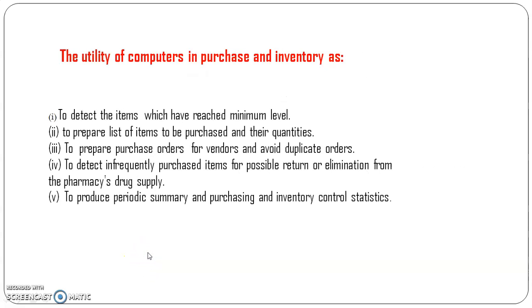Then the utility of computers in purchase and inventory. That includes how computers are used in purchase and inventory. So they are used, first, to detect the items which have reached the minimum level; second, to prepare the list of items to be purchased and their quantities; third, to prepare the purchase order for the vendors and avoid duplicate orders; fourth, to detect infrequently purchased items for a possible return or elimination from the pharmacy's drug supply; fifth, to produce periodic summaries and purchasing and inventory control statistics.